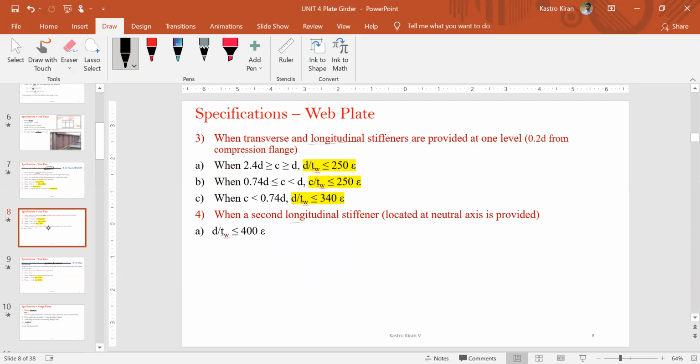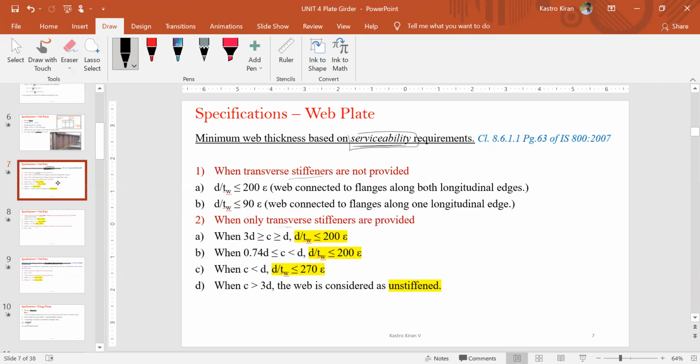So if you consider all these four cases, which case is getting satisfied? In our problem, you are not providing the transverse stiffeners. That means you are not going to provide the vertical stiffeners. They have said in the question that you should not use intermediate transverse stiffeners. So if you are not using intermediate transverse stiffeners, then you have to select the first condition. Now in the first condition, again, you have two cases. That is d by tw less than or equals to 200 and d by tw less than or equals to 90 epsilon, where epsilon equals under root 250 by Fy, which is always 1. So here you have two cases, the A case and the B case.